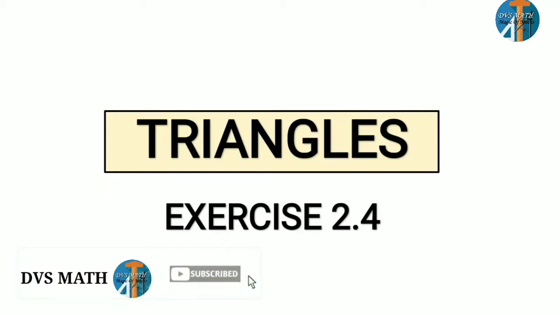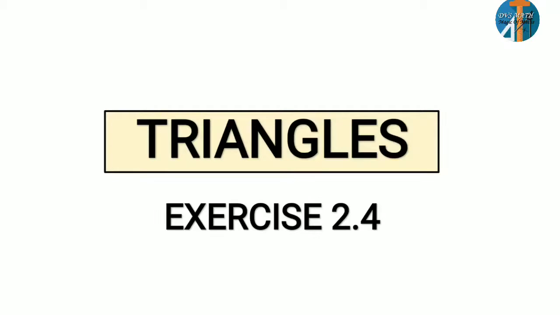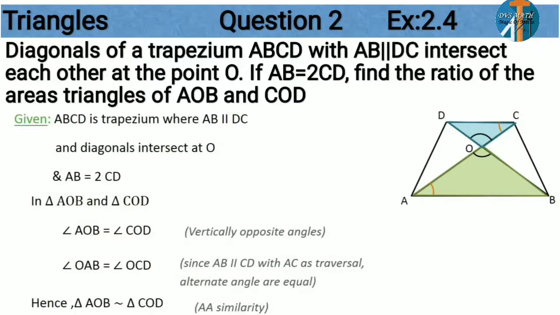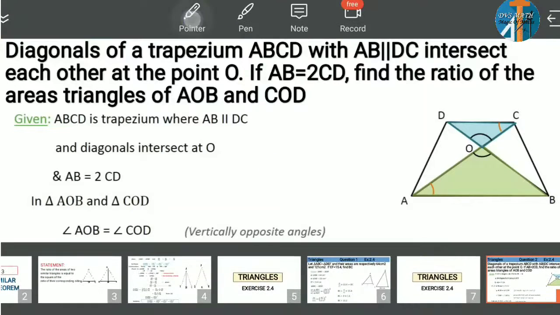Let us continue the triangles lesson, exercise 2.4. In the previous session we discussed question number 1, which is related to the area of similar triangles theorem. So we are moving on to the next. Let's understand the question first.